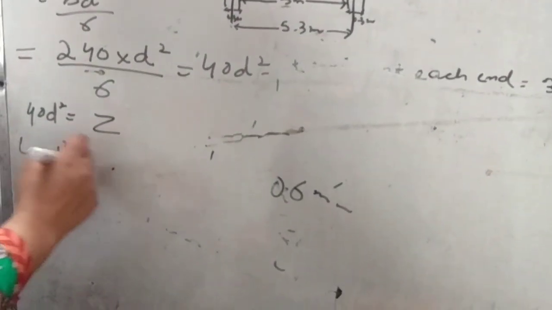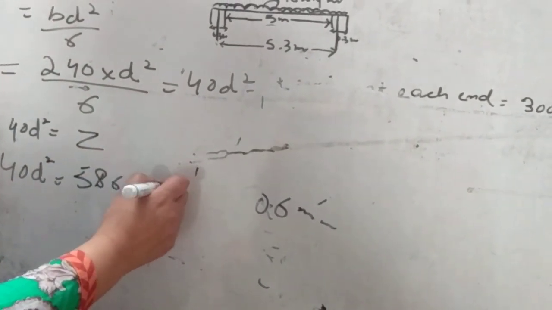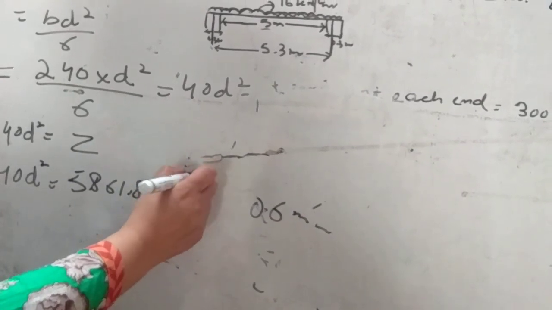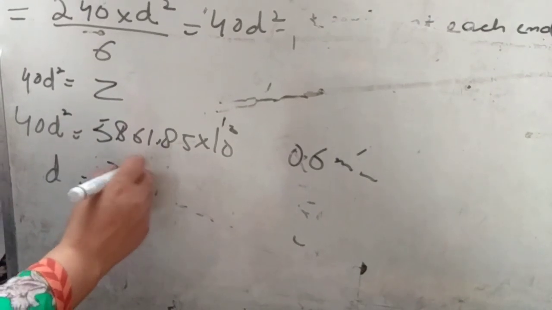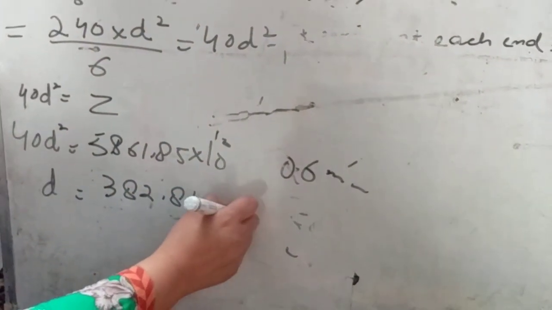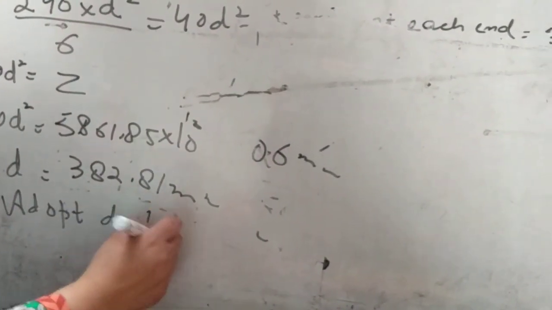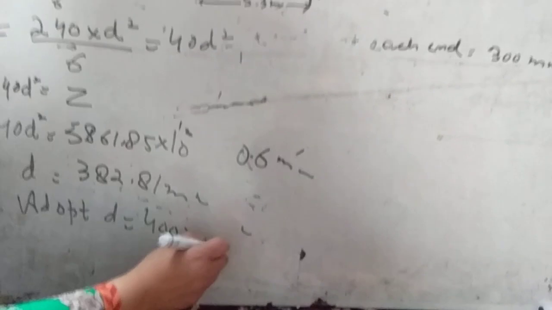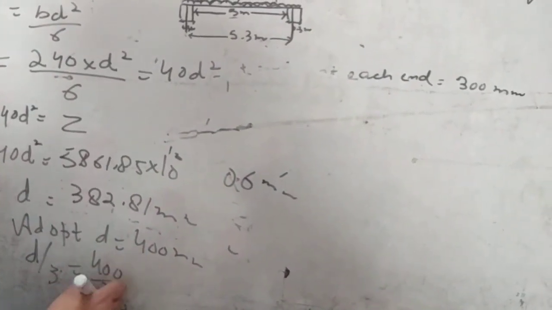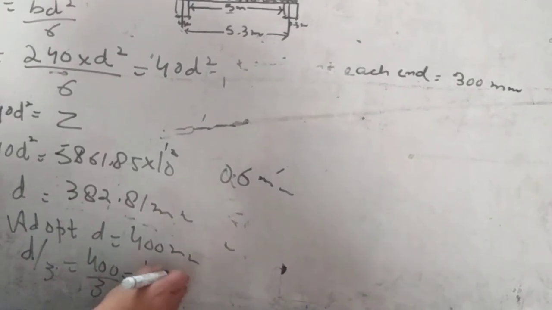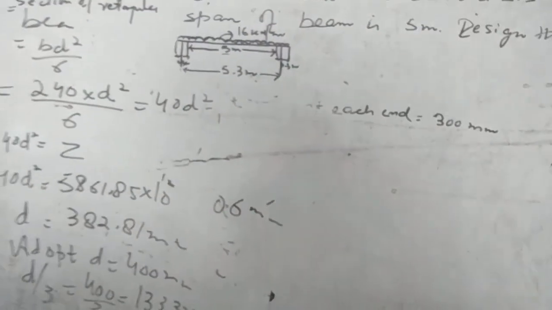40 D square, we have the value of Z as 5861.85 into 10 raised to the power 3. On calculating, this will come out as 382.81 mm. So adopt D as approximately 400 mm. So D by 3 will be equal to 400 by 3, that will come out as 133.33 mm, less than B. So our condition is satisfied.